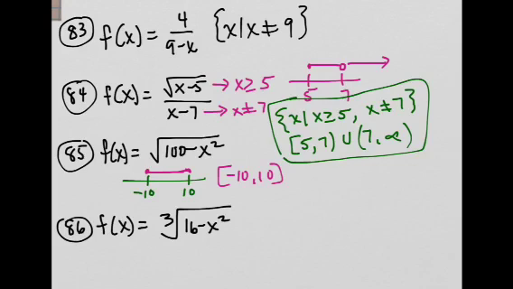Okay? Number 86, the cubed root of 16 minus x squared. Remember, cubed roots, and actually any root with an odd index, can have negative numbers inside. Okay, as radicands, they can be negative inside, so that's fine. Any number is fine here. The domain for this one would be all reals, because no matter what you put in there, you can find a cubed root for it, even if it's negative. So you can write the answer like this or like this.